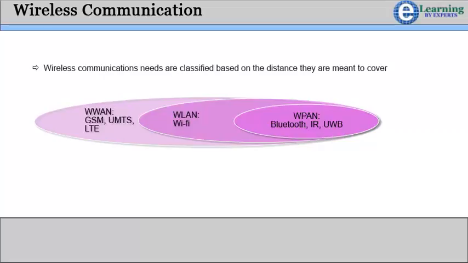WLANs cover a local area with distances of individual access points reaching to about 100 meters, and include technologies such as Wi-Fi. WWANs cover even larger areas, using cellular wireless technologies such as GSM, UMTS or LTE. As part of this course module, we shall focus on evolution of cellular wireless technology from GSM to LTE.